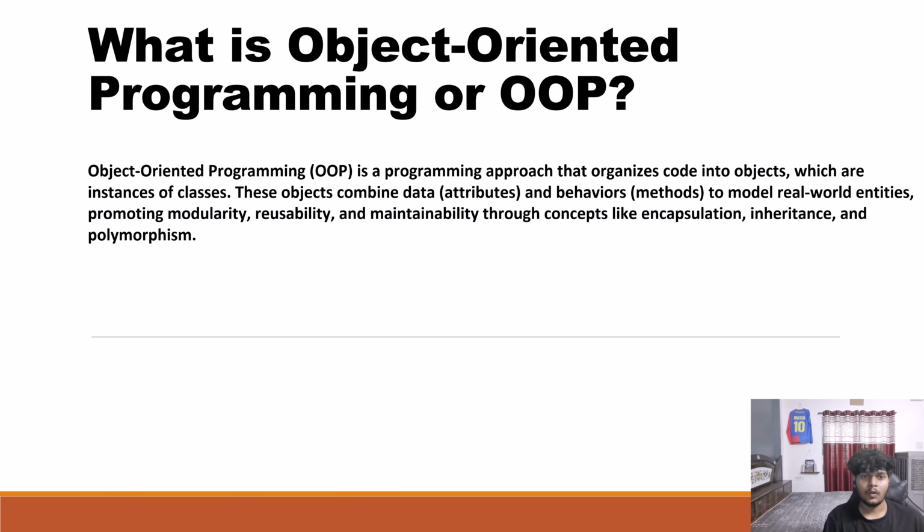object-oriented programming or OOP? Object-oriented programming or OOP is a way of organizing code by combining data and the functions that operate on the data into a single unit called objects. These objects are created from classes, which are like blueprints.